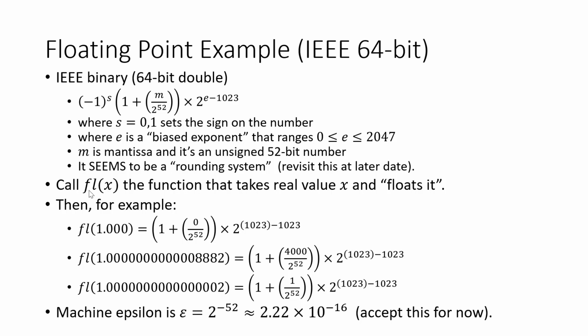But generally speaking, like I did before, if I say FL of x, that's the function that takes a real value x and quote-unquote floats it. And now I've given some examples. So here, and these are all positive, so S is 0 and the sign is going to be plus 1. But here I've got exactly 1 that I'm showing, and so it's going to have actually a 0 mantissa. The exponent is going to be 1023. So that's exactly 1. And what I thought I would do is think about, well, what if I did the very next number that is representable, and that's actually taking 1 plus this machine epsilon in this case. So my mantissa in that case ends up being 1, and the exponent is still 1023.